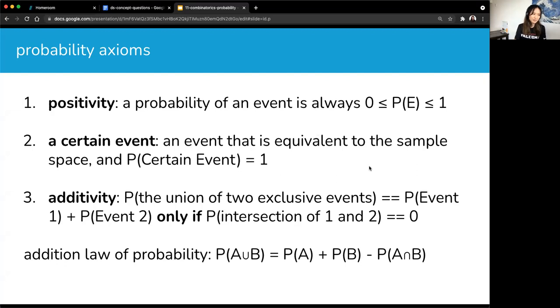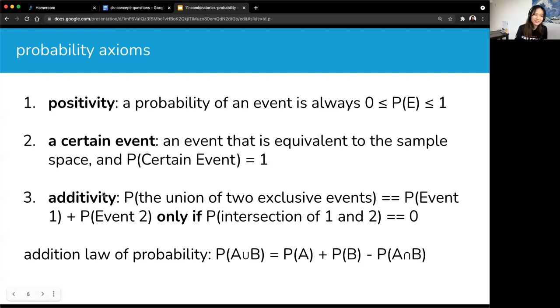If the probability of something is 1, that's called a certain event. So a certain event is an event that's equivalent to the sample space. This doesn't come up too often, to be honest, but good to know. A certain event is just like, on a 6-sided die, what is the probability of rolling a number between 1 and 6? The probability is 1 because that's all your outcomes.